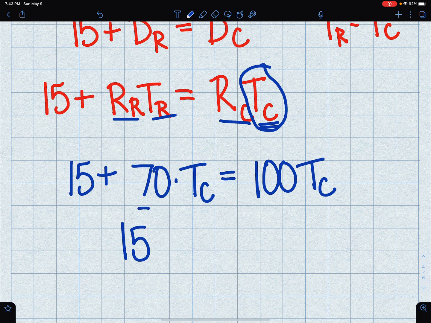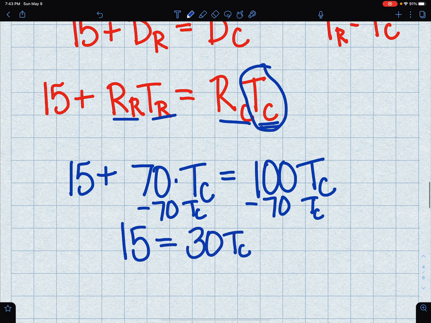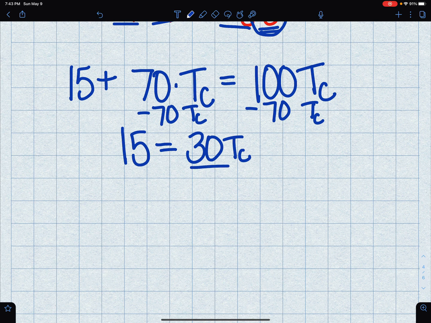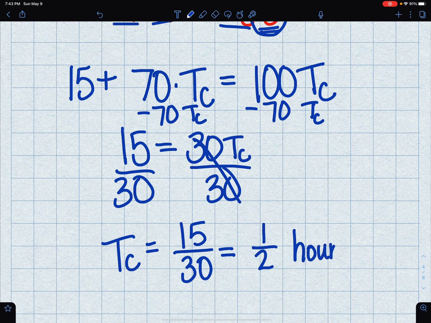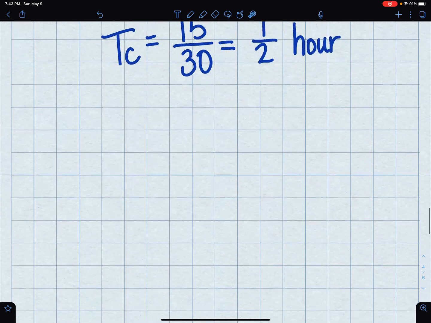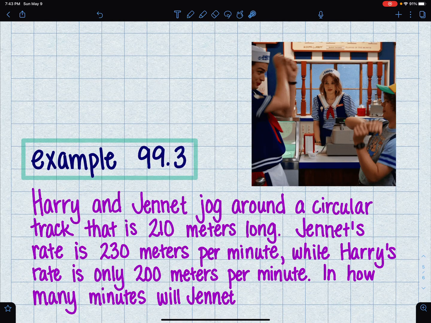15, let's subtract 70 TC from both sides. So 15 is equal to 30 TC. And then divide by 30, that cancels out. So TC is equal to 15 over 30, which simplifies to 1/2. The units are hours because we were doing kilometers an hour. So the answer is in half an hour, Charlene will catch up with Rachel. Okay, one more example and then we're done.